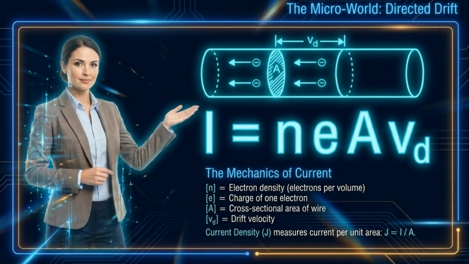The mechanics of current are described by I equals n e A v_d. This formula connects current I to electron density n, electron charge e, cross-sectional area A, and drift velocity v_d.